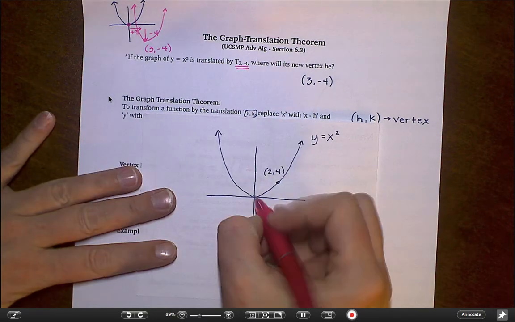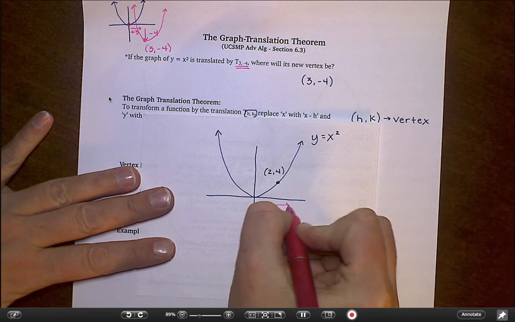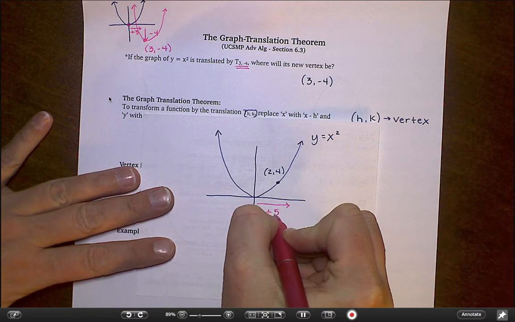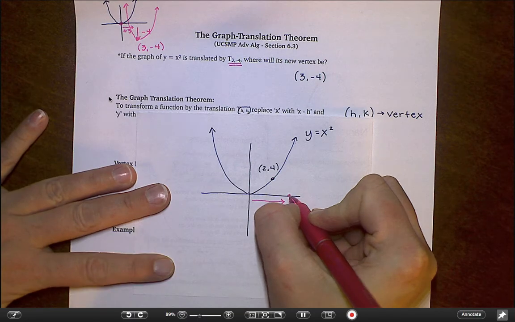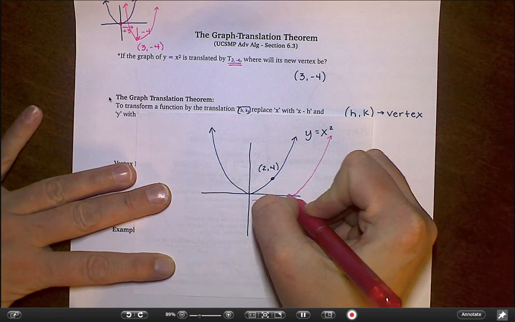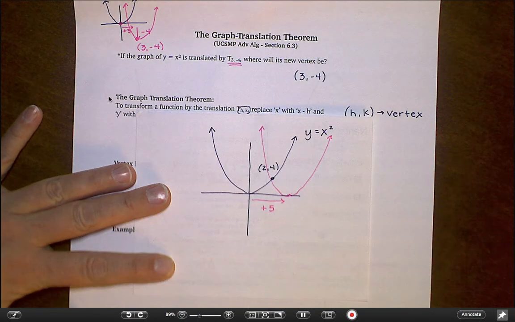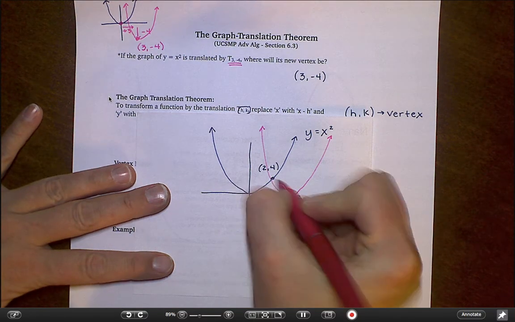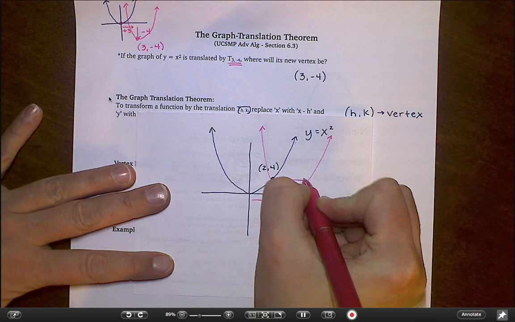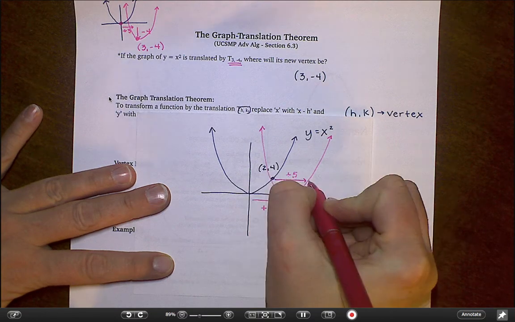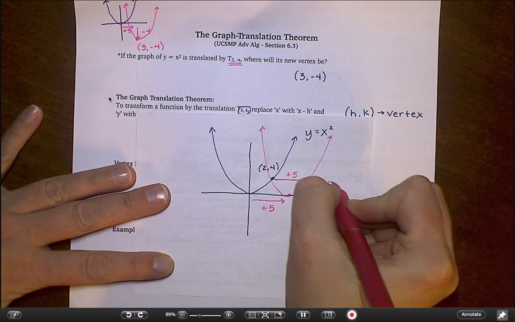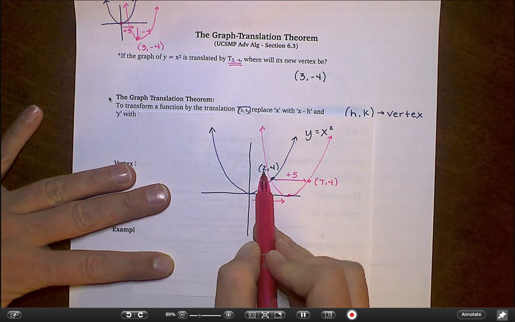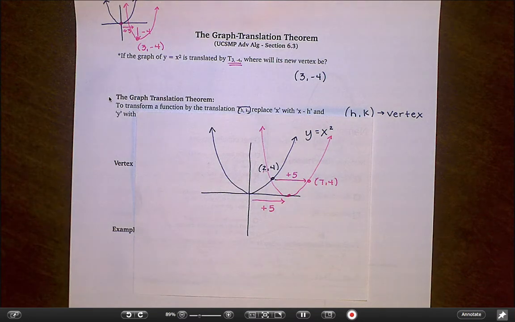Now I'm going to take this parabola and translate it 5 units to the right. So I'm going to take the whole thing, I'm going to move it 5 units to the right. So now the parabola is going to be sitting here. Kind of made it too skinny there, but so there's my new parabola that's going to move 5 to the right. That means this point is also going to move 5 to the right, which puts it at 7, 4. Okay, we moved 5 to the right, so we added 5 to the x coordinate here.